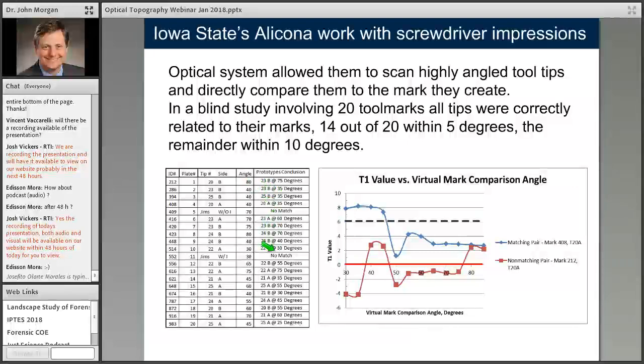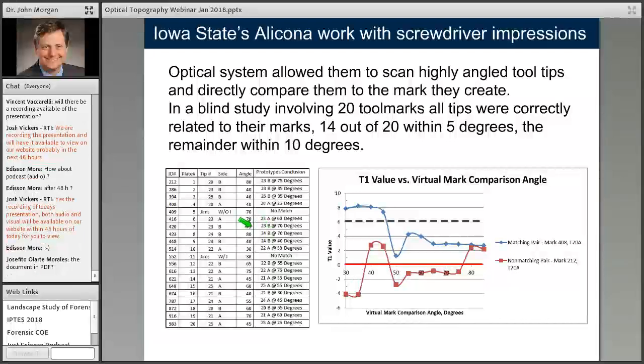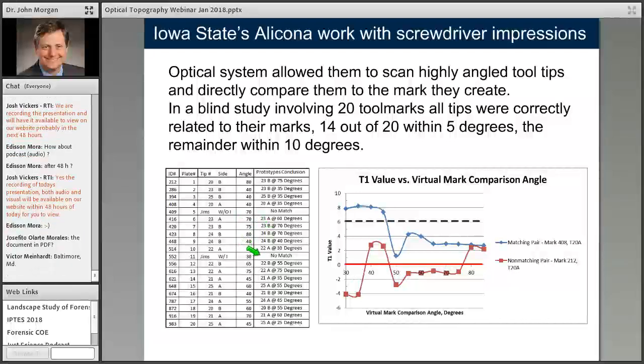So in general, it was able to not only identify which screwdriver made the impression, but also which side of the screwdriver, and within 5 or 10 degrees, what the angle of that screwdriver impression is, and do so using a reasonably objective algorithmic approach.